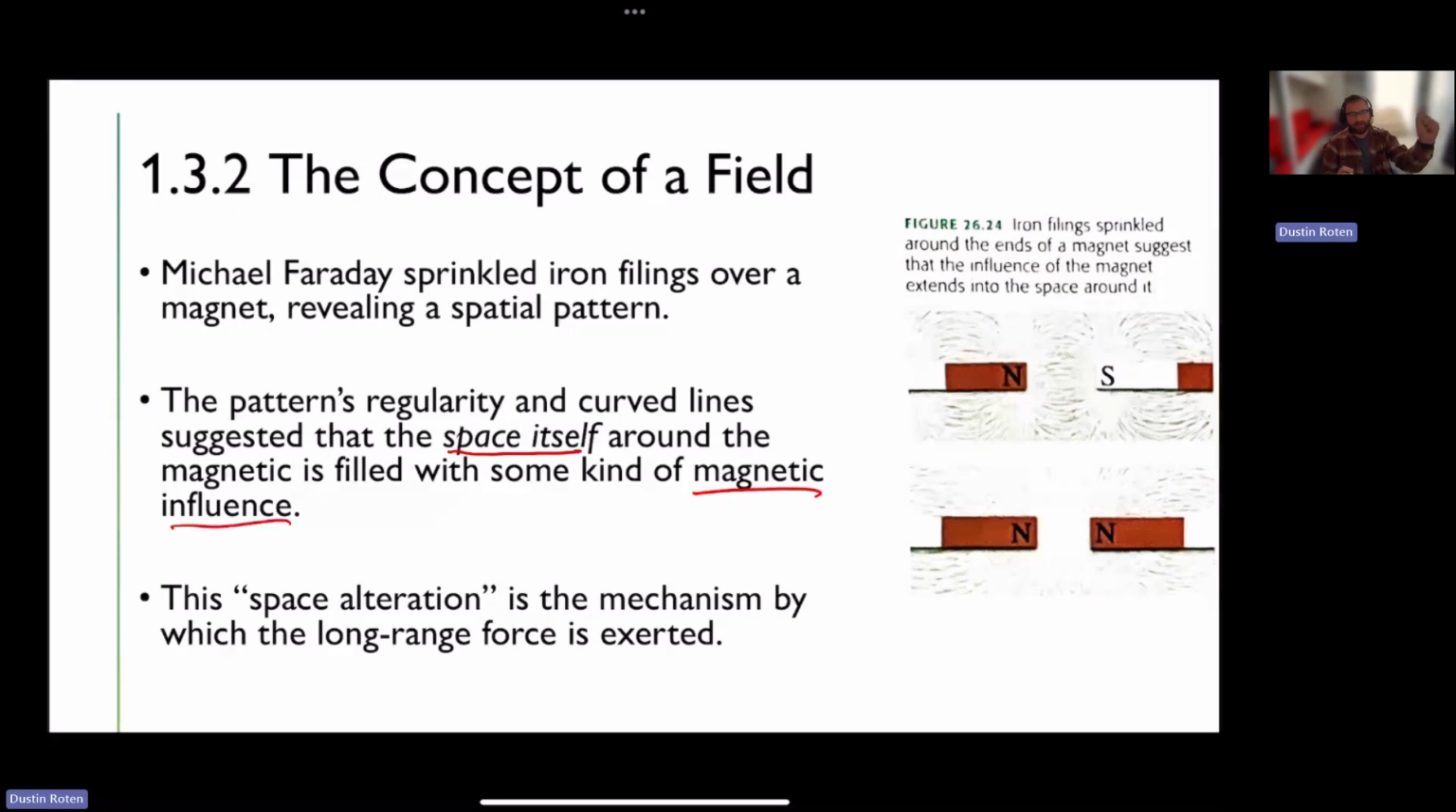So what we're getting at here is the idea that the area around an object, if this object has some sort of force related to it, the space around the object actually is filled with some sort of influence or some sort of alteration. So this space alteration is actually the mechanism by which long-range forces are exerted. Okay, so we have this link between the two. And you can actually see that a little bit over here.